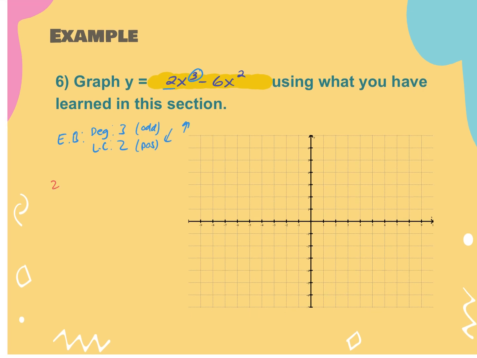All right, now let's find our zeros. Set this equal to 0: 2x cubed minus 6x squared. Take out a GCF. Here we can take out a 2x squared, and we're left with an x minus 3.